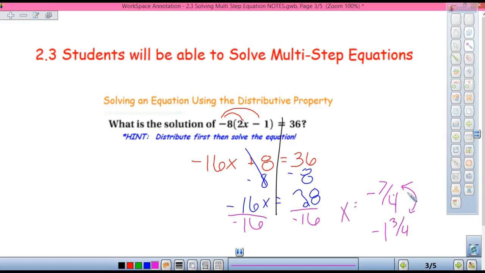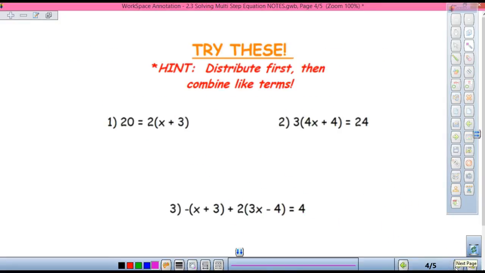Okay? If they don't give it to you as a decimal, I want it as a fraction. Okay? If they give you a problem with decimals in it, then you can use decimals. Alright?